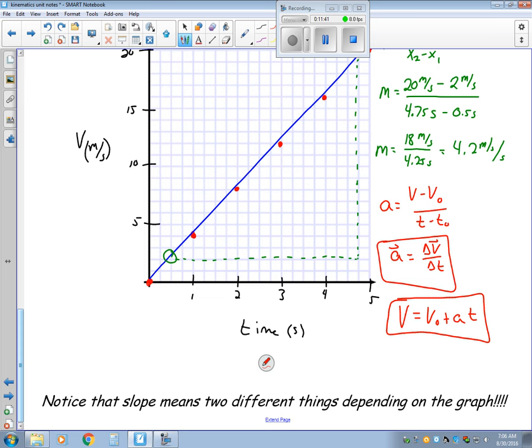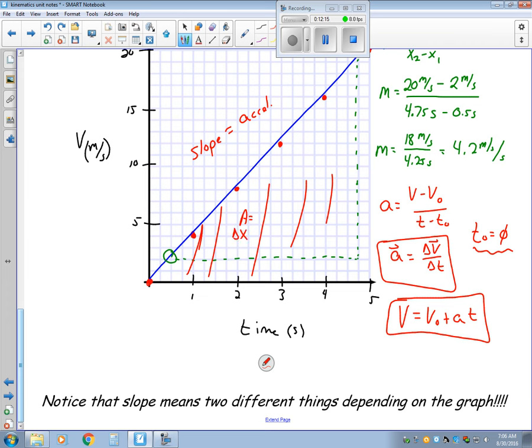Oftentimes your initial time, t naught, will equal 0. So that kind of gets rid of that delta for you, and I kind of like that a little bit better. All right, so again, for this one, slope means acceleration. Area, so that's all this stuff down here, means displacement.